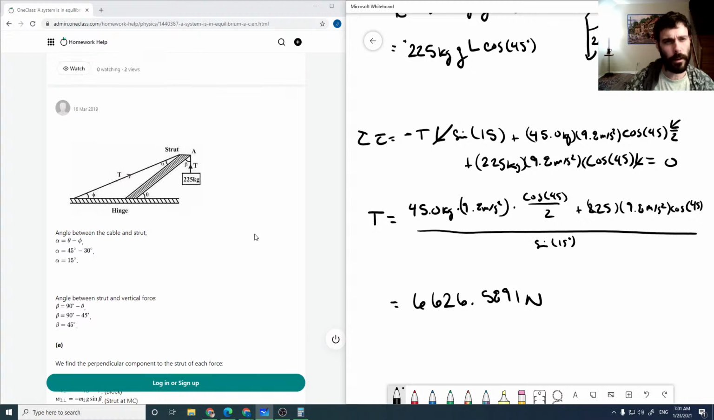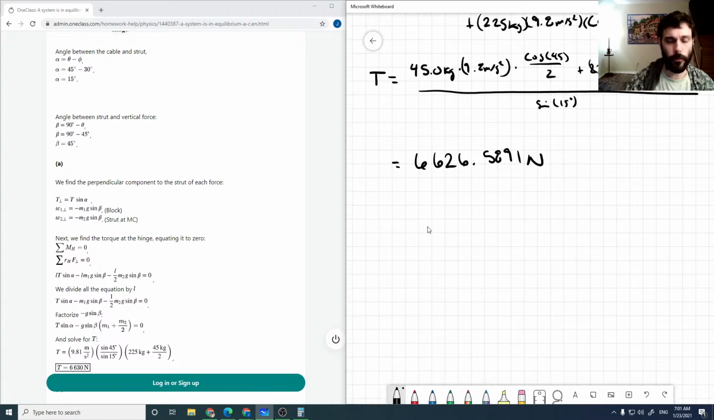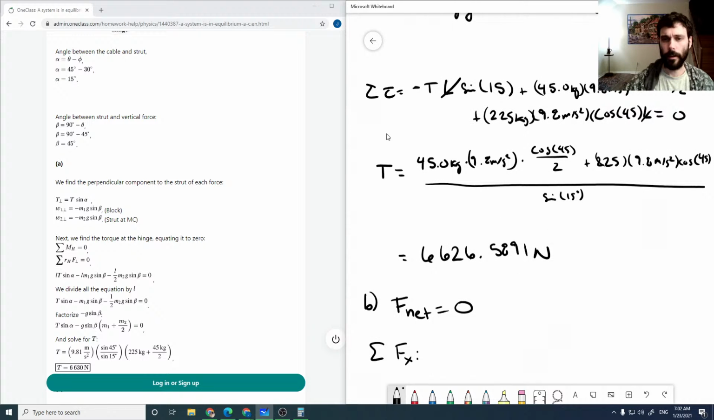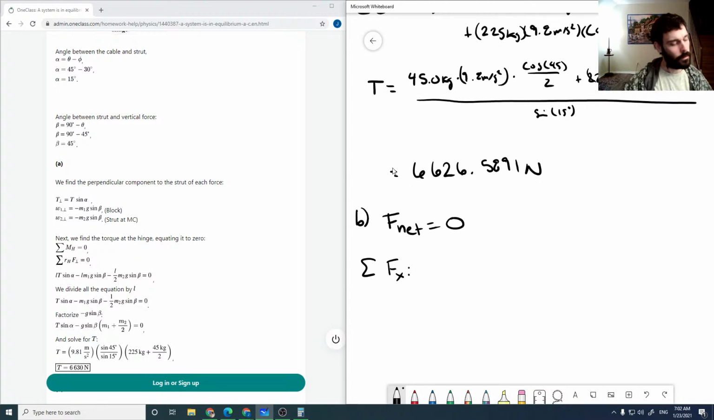Okay, so now that we have our tension, we want to solve for our horizontal and vertical forces. So for B, we have F net equals 0. So the sum of our forces in our X, if we look at our diagram again, or maybe I'll just redraw it in retrospect.